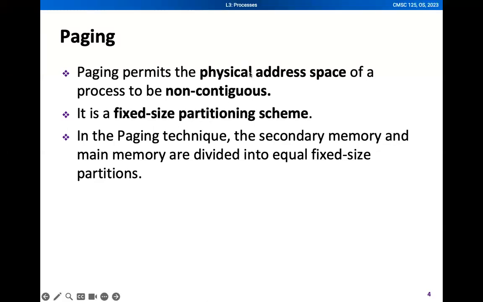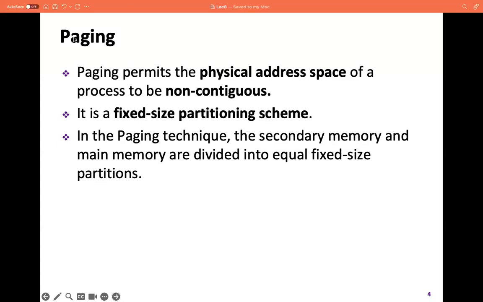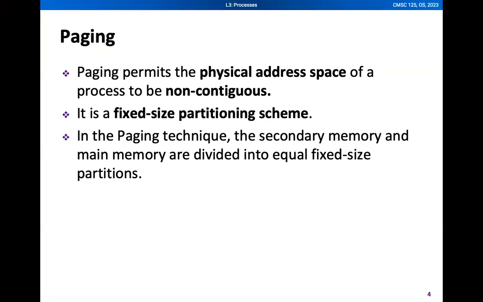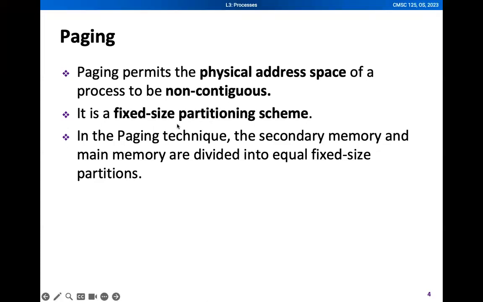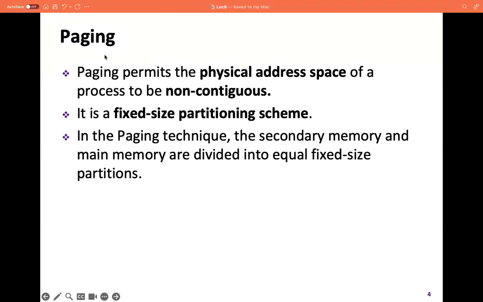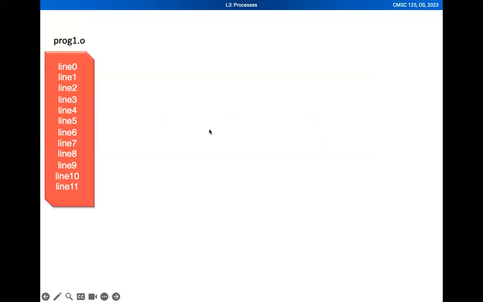Anyway, our topic for today is paging. Paging is a technique in virtual memory, and it permits the physical address space of a process to be non-contiguous, giving us efficient utilization of memory resources. So you will see later what I mean by this. Paging is also a fixed-size partitioning scheme. So the secondary memory and the main memory will be divided into equal fixed-size partitions. Don't worry, you will understand this in the next slide.